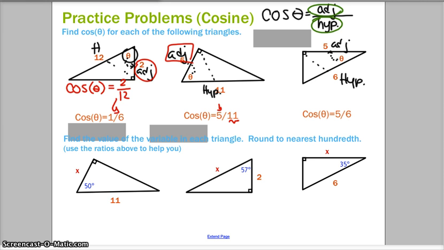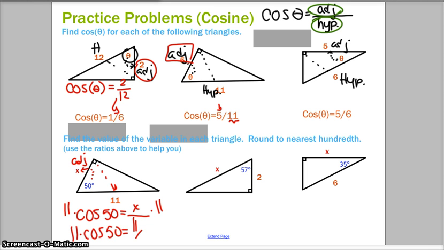3 problems down below. Similar problems. Here we have angle measurements, so we'll actually be solving for x. So for the first one, 50 is my reference angle, so I'm going to have the cosine of 50 equals a fraction of the adjacent value over the hypotenuse. How do I get x by itself? I undo the division. So 11 times the cosine of 50 ends up equaling x.